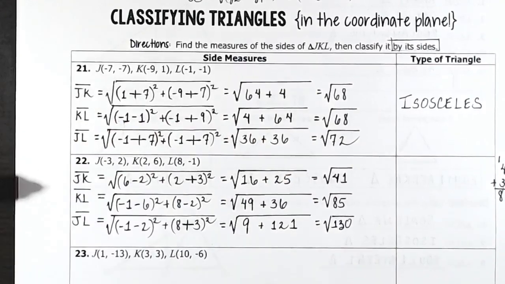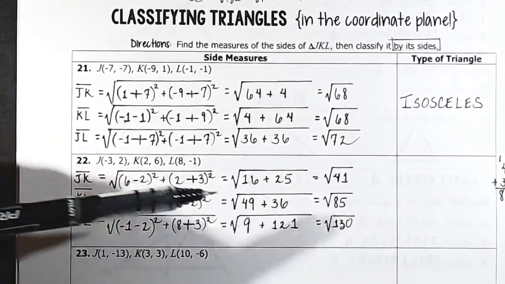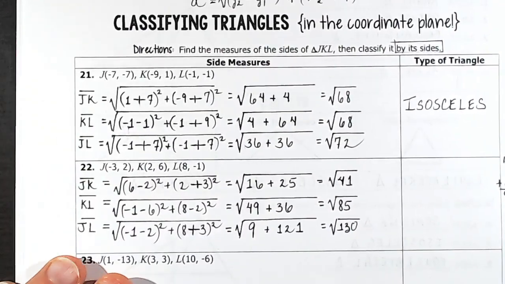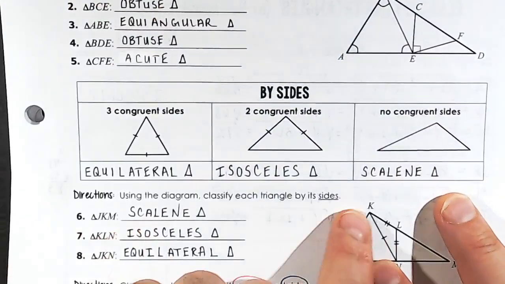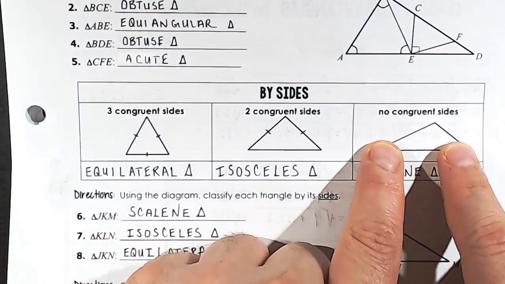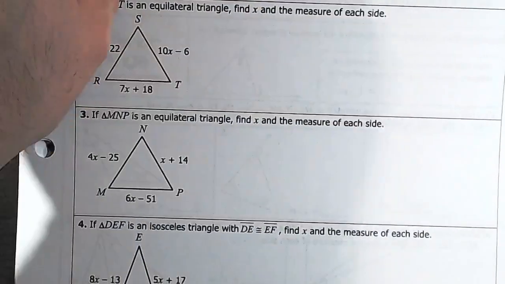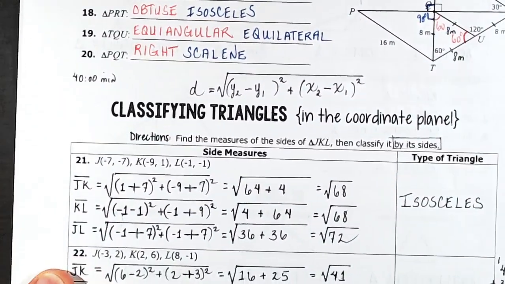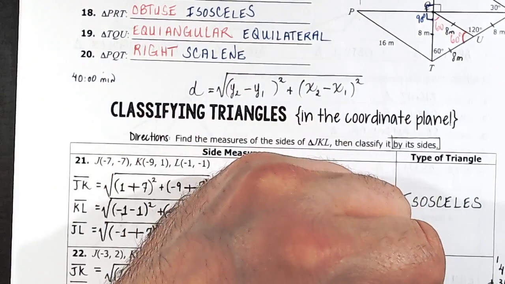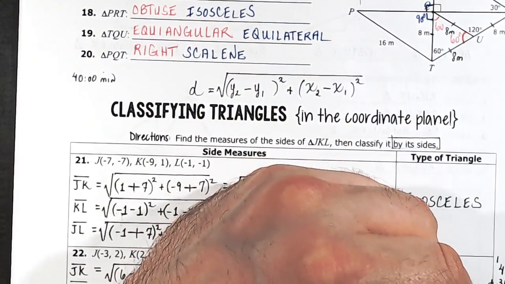Okay, so now let's do our analysis. We have three side lengths: square root 41, square root 85, square root 130. None of them are the same. So if we go back to our chart, by sides, we have no congruent side lengths, so this is a scalene triangle. Scalene, S-C-A-L-E-N-E.